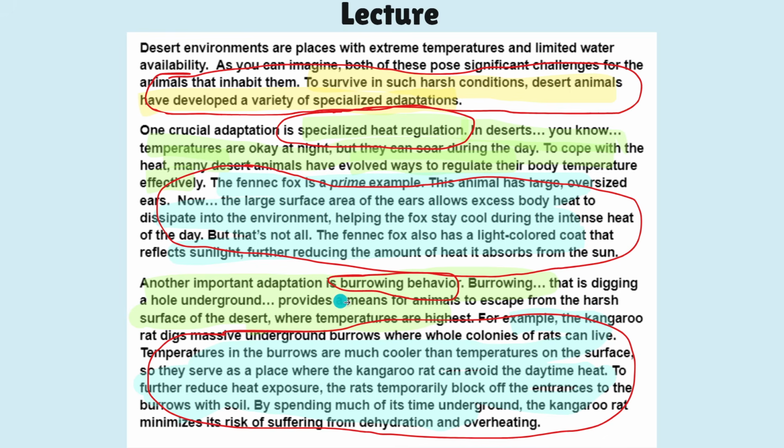And then next up, you need the second thing. In this case, burrowing behavior. That's the most important thing you can get. And then the example, which is about the kangaroo rat. So you want to get as much of that as possible.